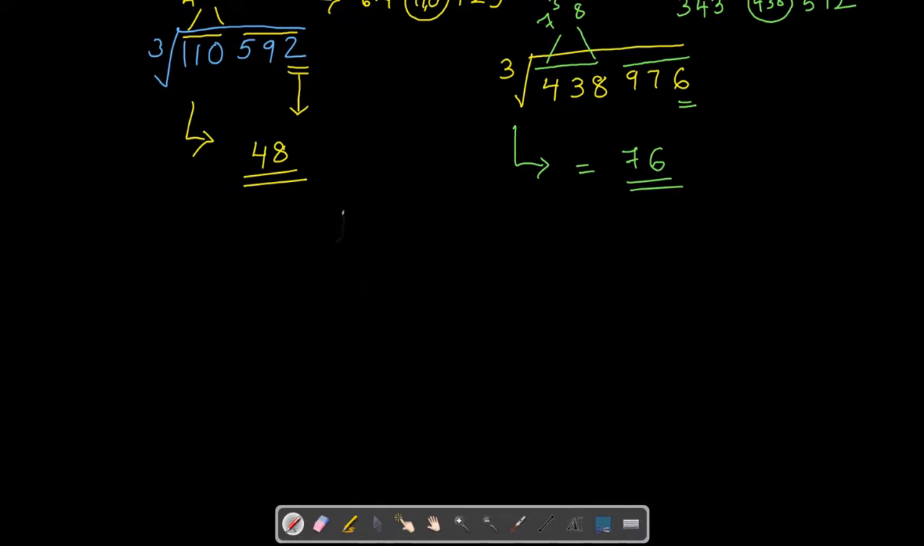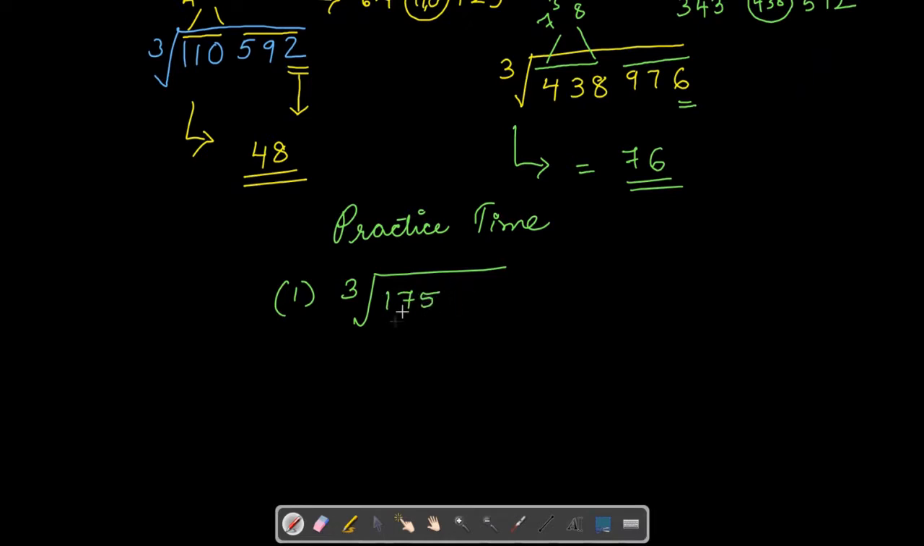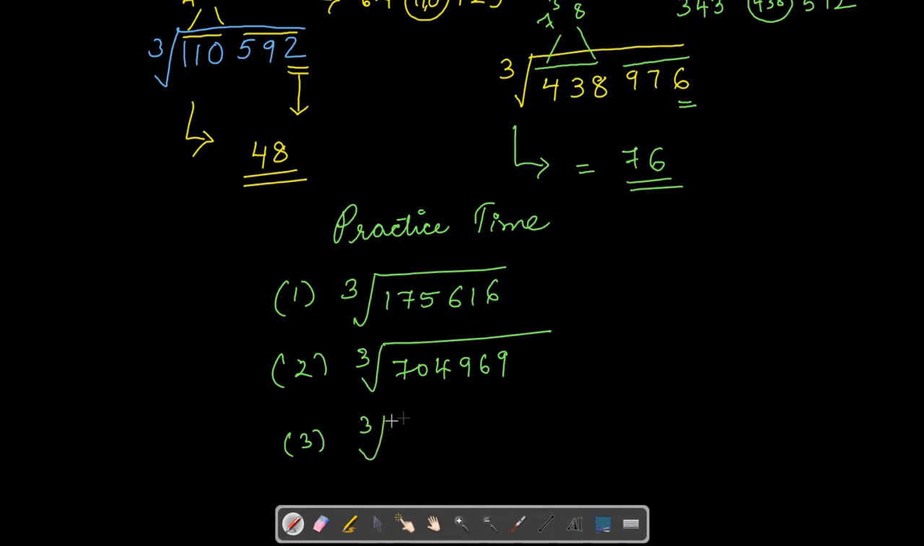And here are a few practice questions. First, the cube root of 175,616, and the cube root of 704,969, and the cube root of 46,656.